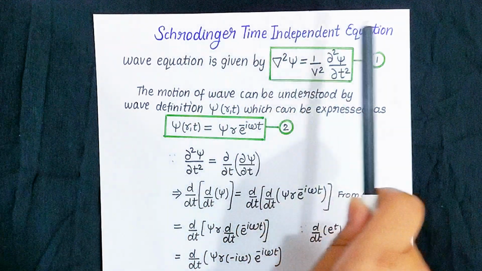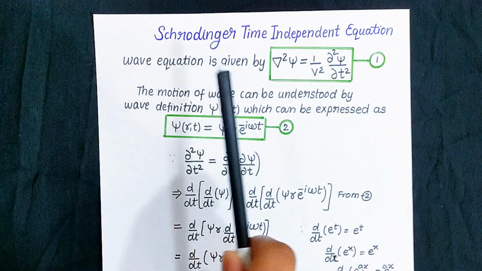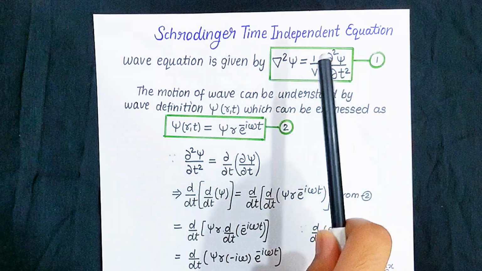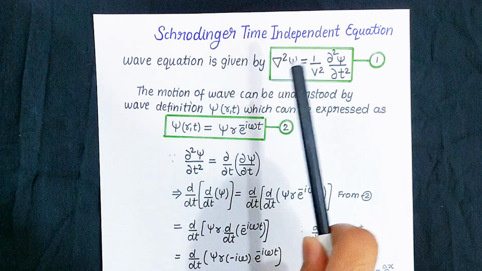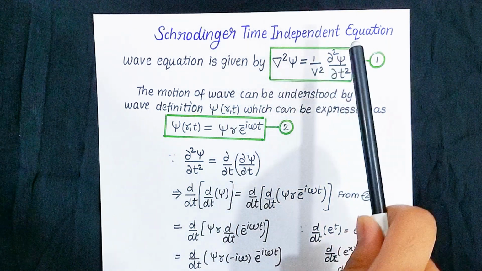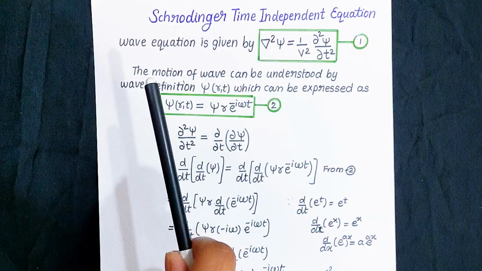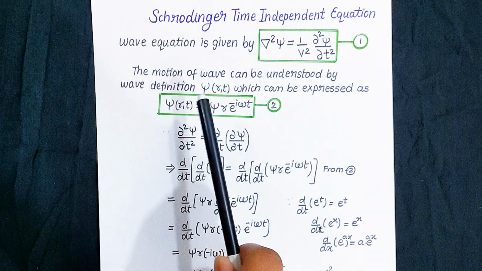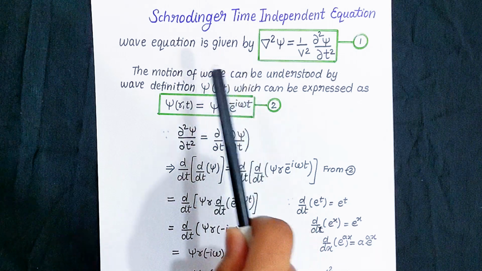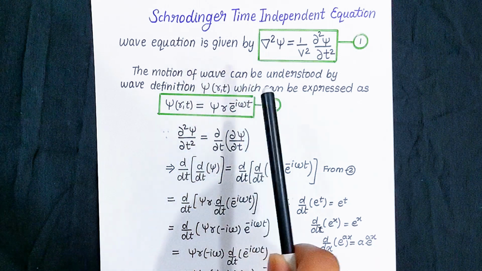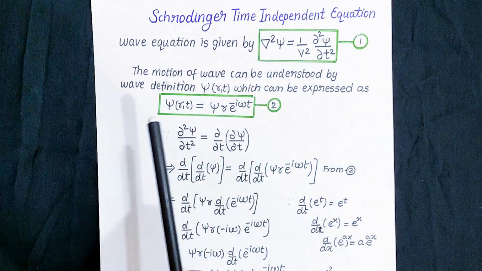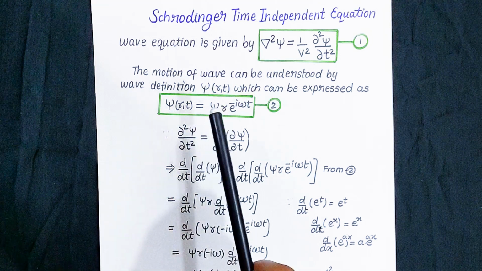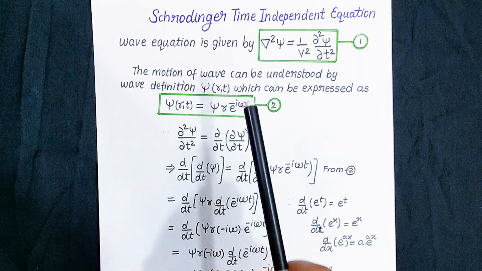Schrodinger time-independent equation. A wave equation is given by ∇²ψ = (1/v²) ∂²ψ/∂t². Now, the motion of a wave can be understood by the wave definition, which is ψ(r, t). r is the position and t is the time, which can be expressed as ψ(r, t) = ψ(r) e^(−iωt).